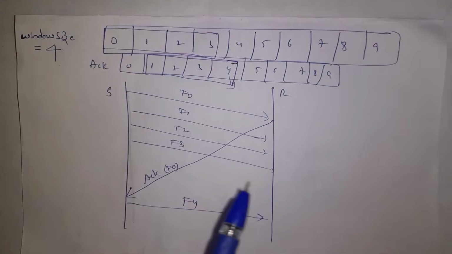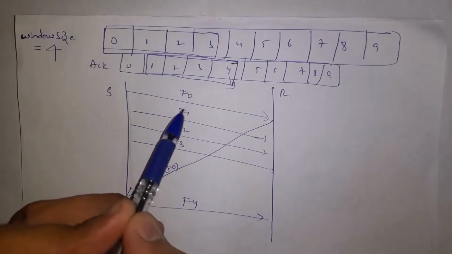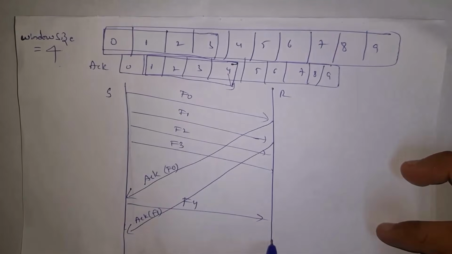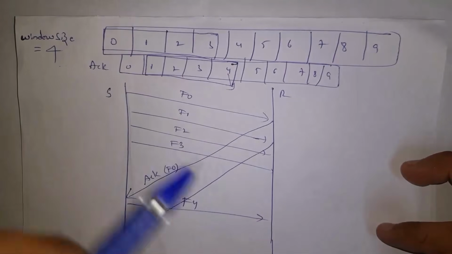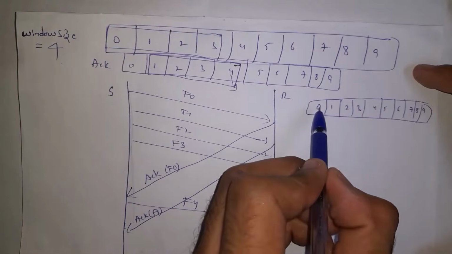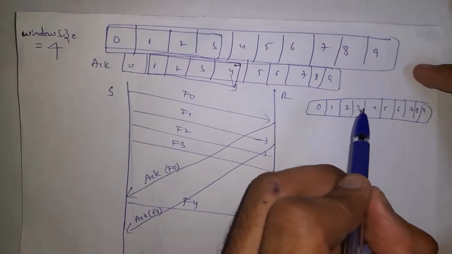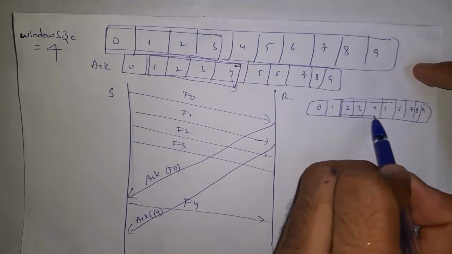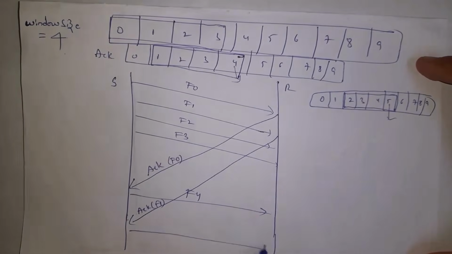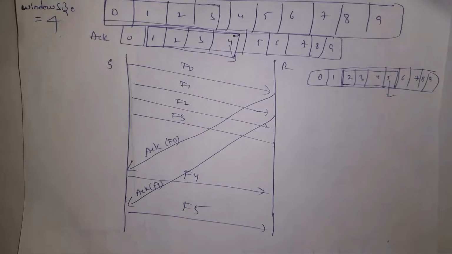Again after some time, frame 1 is successfully reached to receiver. So receiver will send ACK for frame 1. As sender got ACK for frame 1, again sender will slide window one step forward in order to send next frame. That is, in order to send frame 5. As frame 0 and frame 1 both got acknowledgement, window will slide one step forward in order to send frame 5. Now sender will send frame 5. This process will continue until all frames are successfully received by receiver.